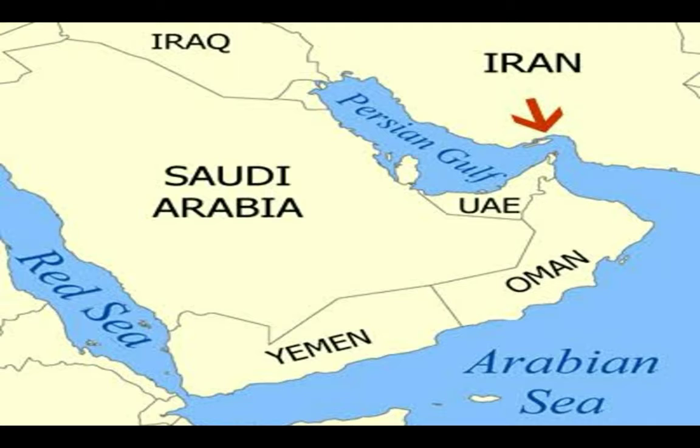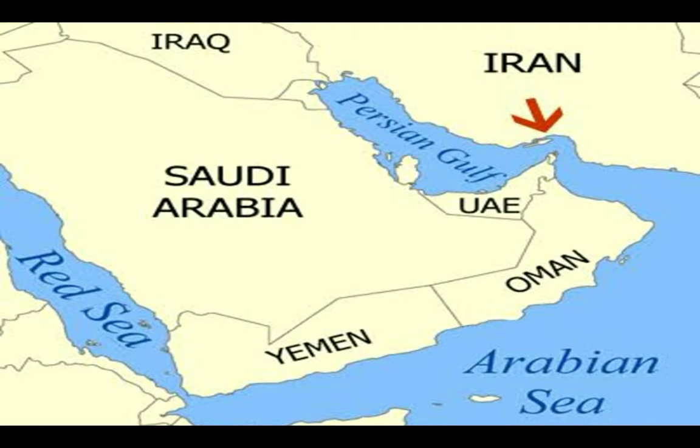We can see in the map there are countries like Saudi Arabia, Iraq, Iran, Yemen, Oman, UAE. All these are oil, petroleum, and natural gas rich countries, and the Persian Gulf, Arabian Sea, we can see. So, this strait is really very important.